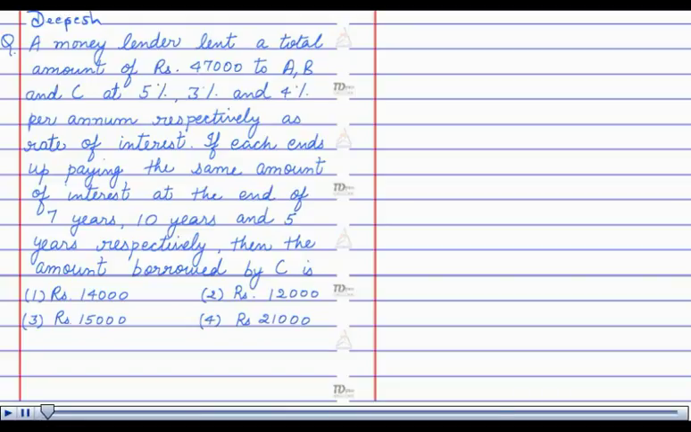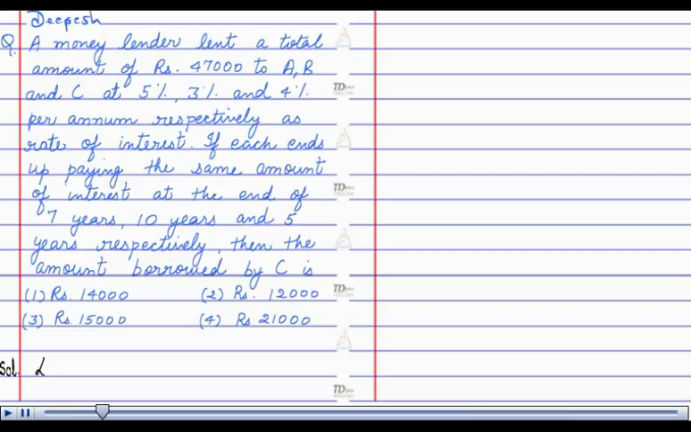Hello, I am Dipesh. The question is, a moneylender lent a total amount of rupees 47,000 to A, B and C at 5%, 3% and 4% per annum respectively as rate of interest. If each ends up paying the same amount of interest at the end of 7 years, 10 years and 5 years respectively, then the amount borrowed by C is.